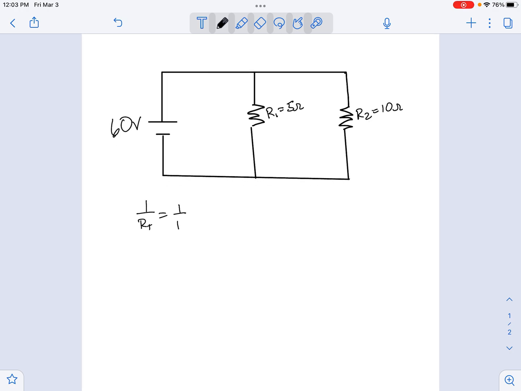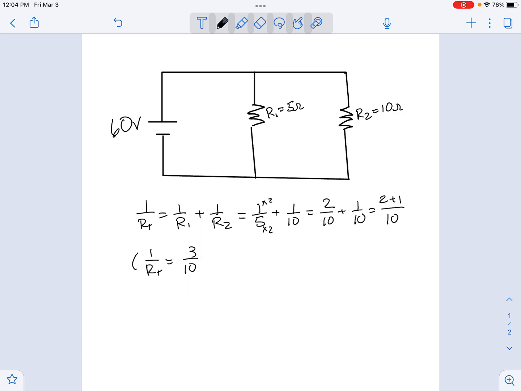The total resistance is equal to 1 over R1 plus 1 over R2. It's going to be 1 over 5 plus 1 over 10. So here we need to find a common denominator, which is going to be 10. So we multiply both the numerator and denominator by 2 to get 10 there. So we have 2 over 10 plus 1 over 10. That's going to be 2 plus 1. So that means 1 over RT is going to be 3 over 10.